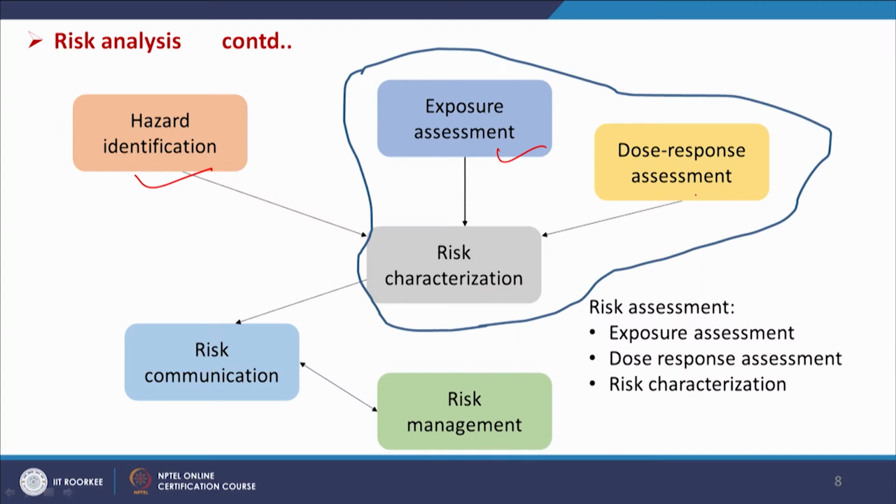Now, this slide shows us the different steps which we have discussed, in this diagram. So, hazard identification, then we will do the risk assessment, which is composed of exposure assessment, dose response assessment, and then risk characterization. Then risk communication and risk management both take place simultaneously. And risk assessment is basically exposure assessment, dose response assessment, and risk characterization. Now, we will see what these are.